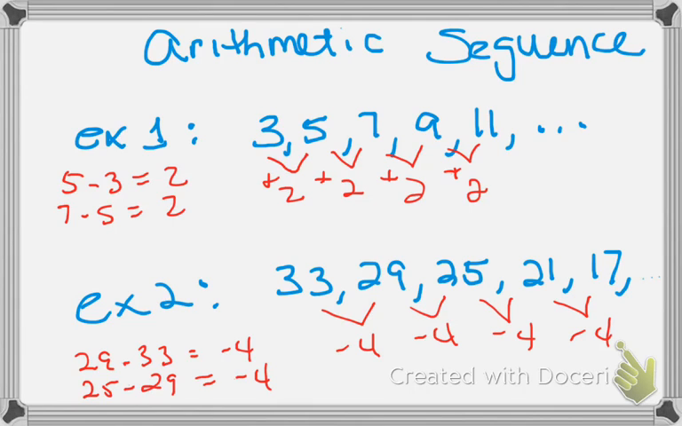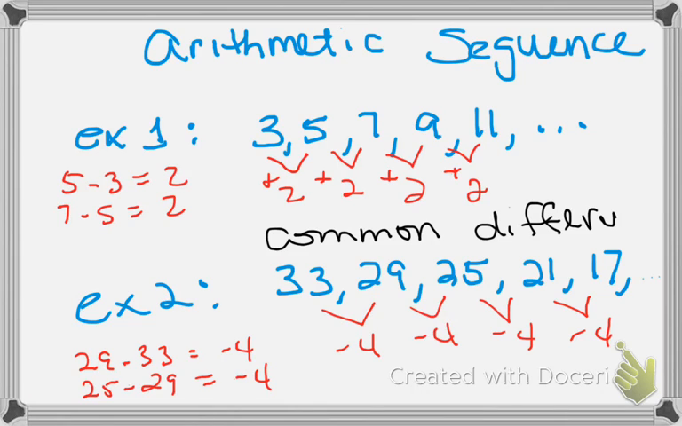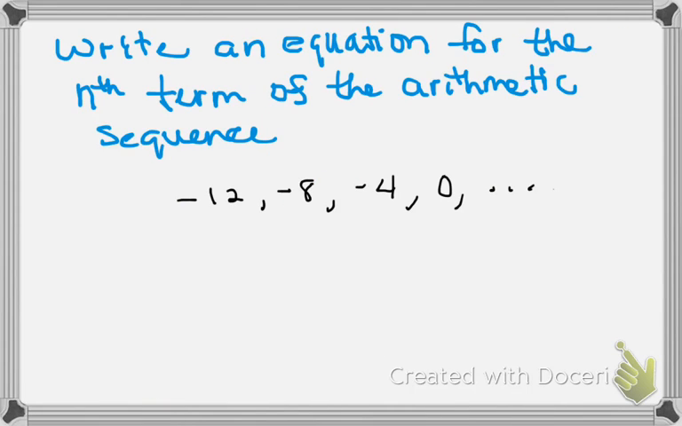Now, what I have in the red is called a common difference. They like to use the letter D for this in the formula. So we're talking about these guys and these guys. It could be a plus number, or it could be a negative number. All right, so let's look at an equation.